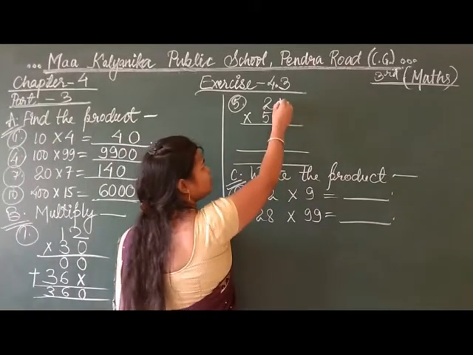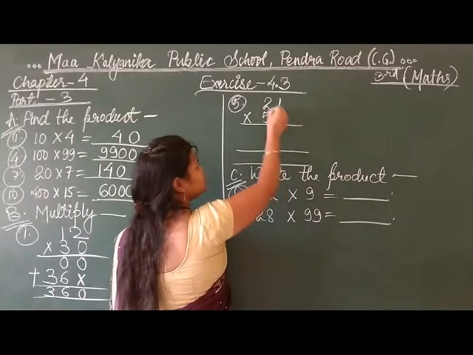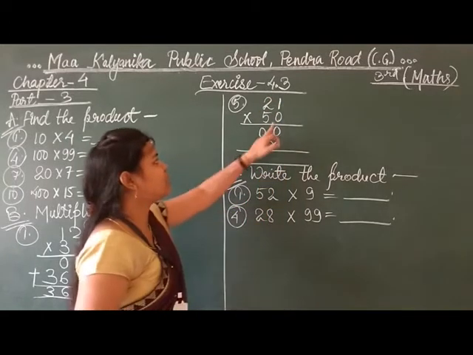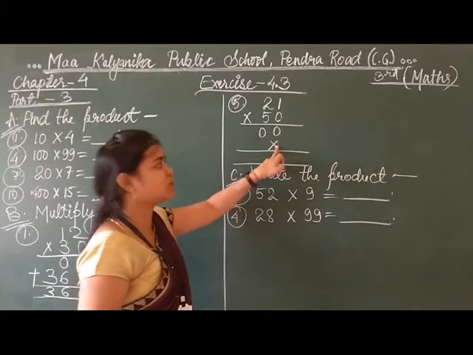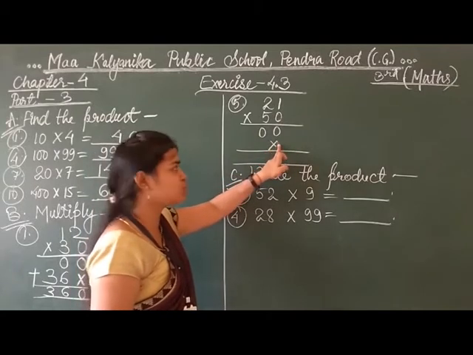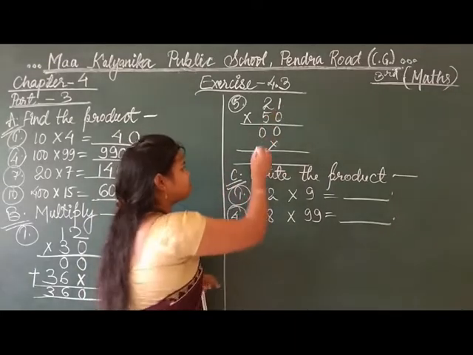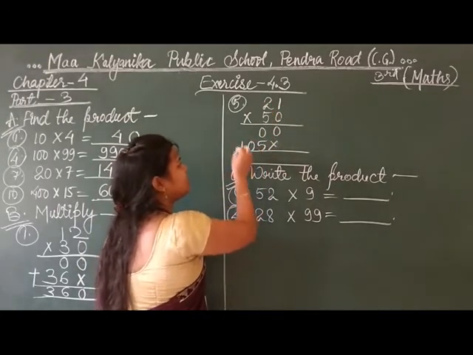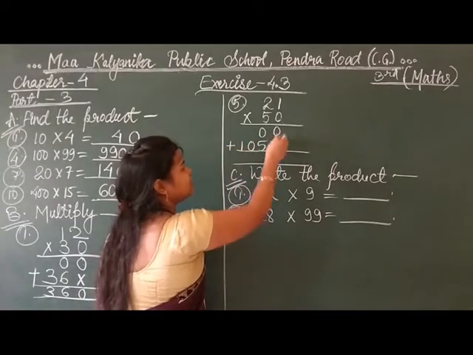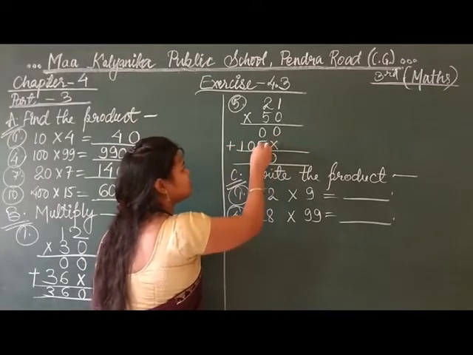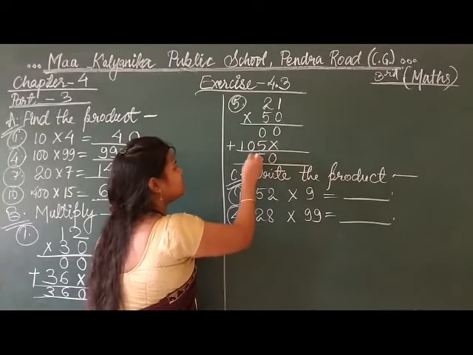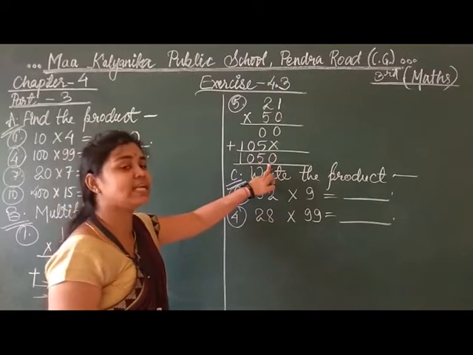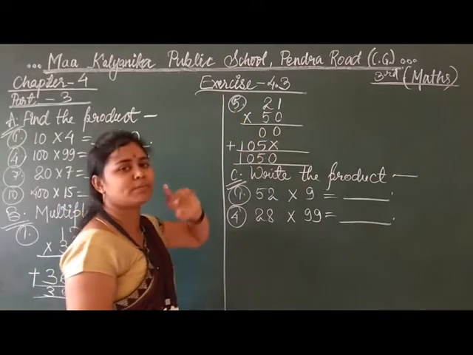So now 0 1s are 0, 0 2s are 0. Multiply with 0, answer is 0. So now first place we are leaving, so we have to put a cross, or you can put 0 also here. Now 5 1s are 5 and 5 2s are 10. So we will write 10 here. Now add these. 0 plus 0, 0, 0 plus 5, 5, this is 0 and this is 1. So 1050 is the product received in question number 5.